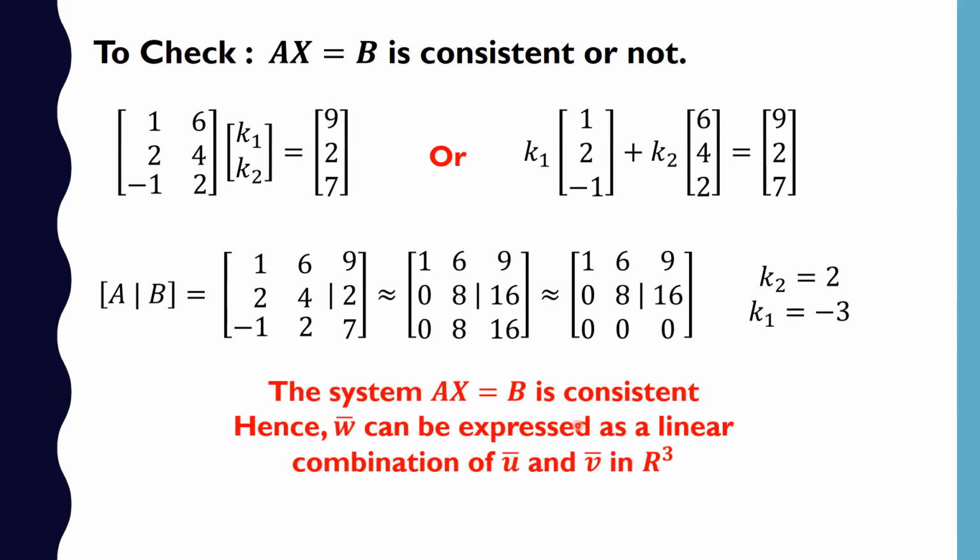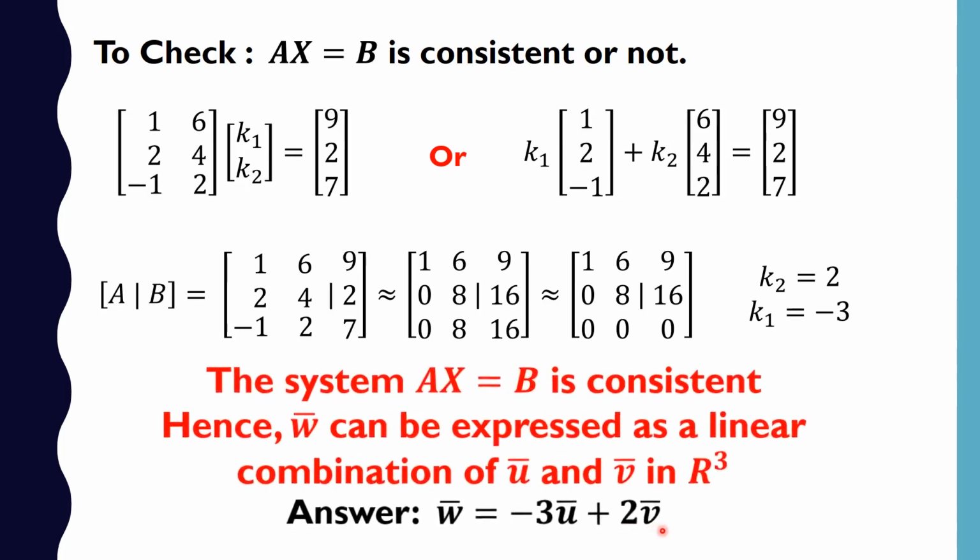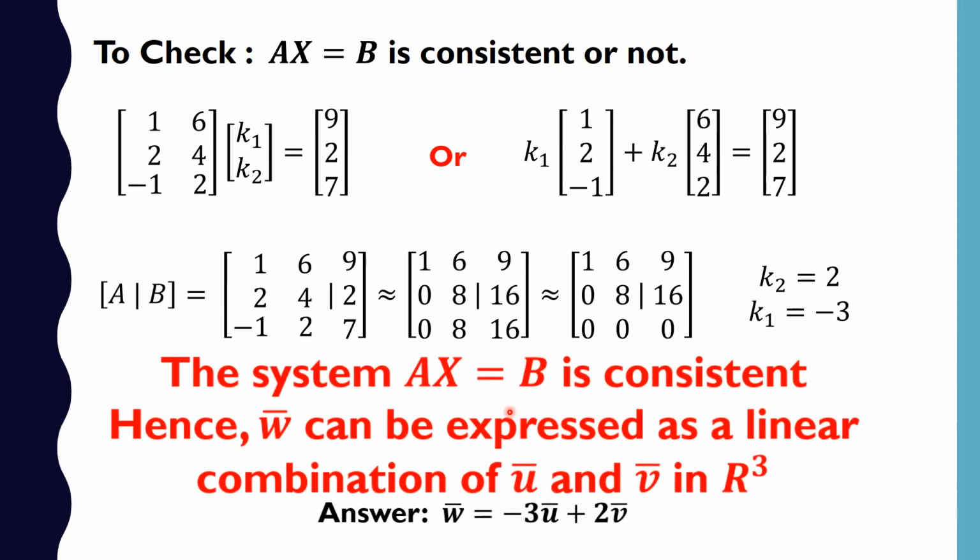So, the system Ax equal to B is consistent, which indicates W vector can be expressed as a linear combination of U vector and V vector in R3. So, what is the answer to this problem? Yes, W vector is minus 3 times U vector plus 2 times V vector. So, the system being consistent indicates the vector can be expressed as a linear combination of a set of vectors in the vector space.